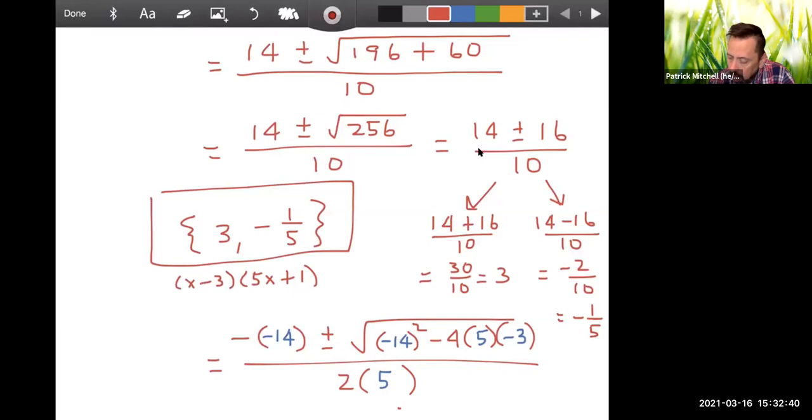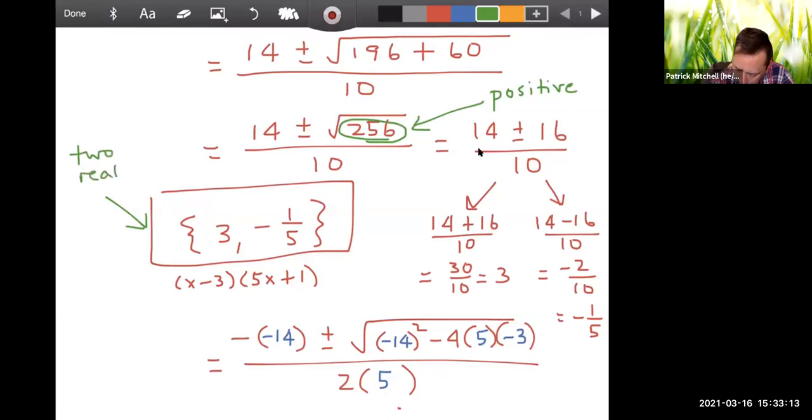There is one other thing that I want to point out because it's going to be helpful for later. Notice this number that was under the radical. In this case, it was a 256. The thing that I want to note about that number right now is that it is positive. And the thing that I want to note about the solution set of the equation is that it has two real solutions. So just put that on the back burner. We're going to come back and refer to that later.